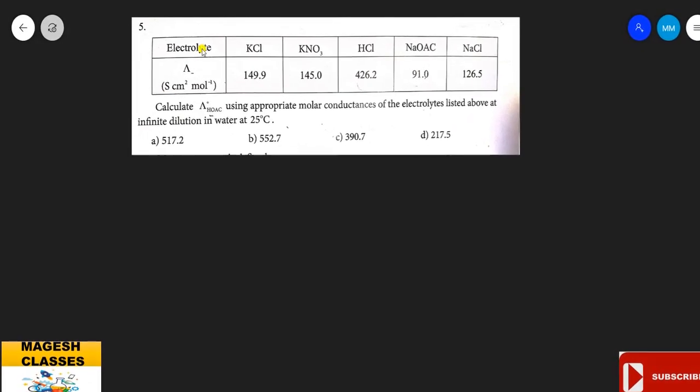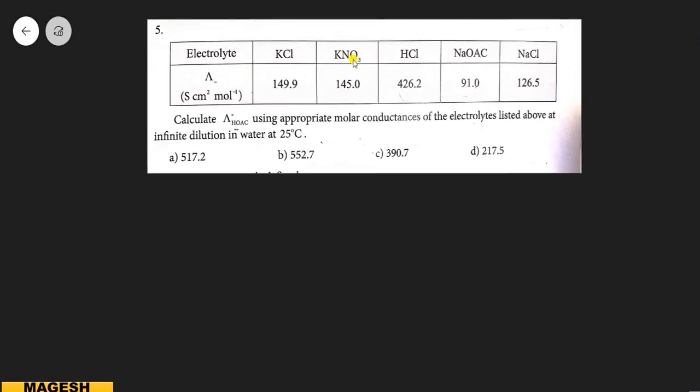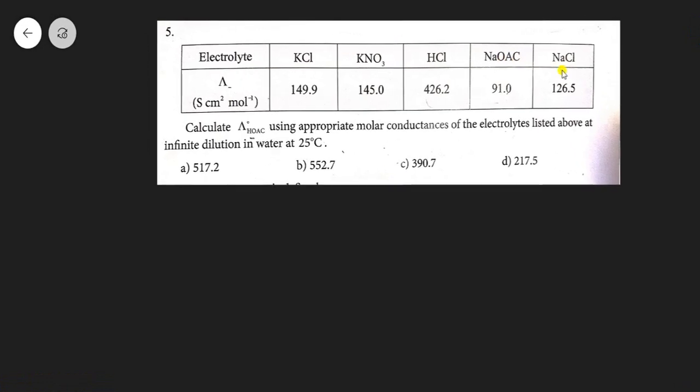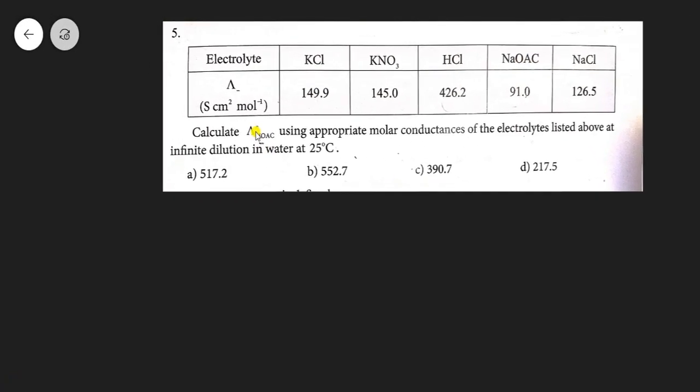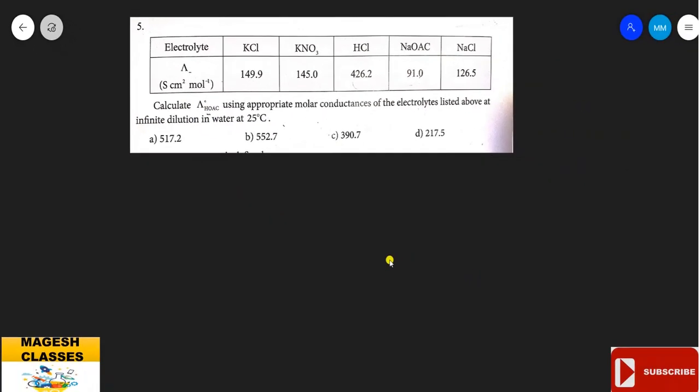Question number 5. The electrolytes and the equivalent conductance are given for KCl, KNO3, hydrochloric acid, NaOAc. Calculate the lambda naught value of acetic acid, that is HOAc, using appropriate molar conductance of the electrolytes listed above, at infinite dilution in water at 25 degrees Celsius.